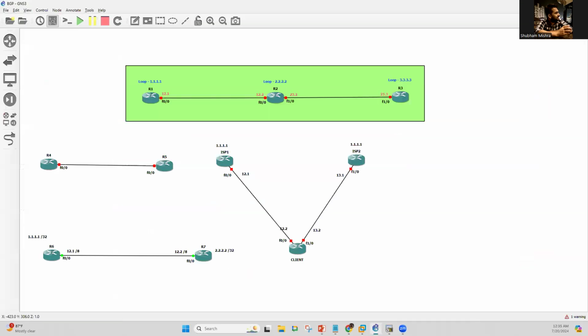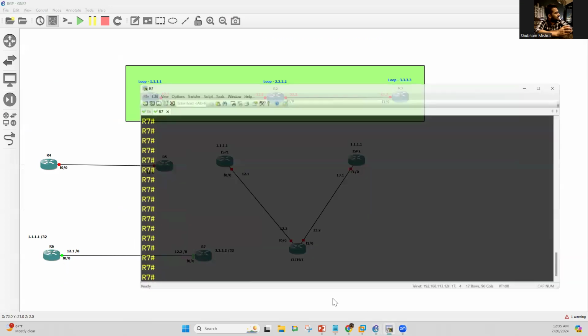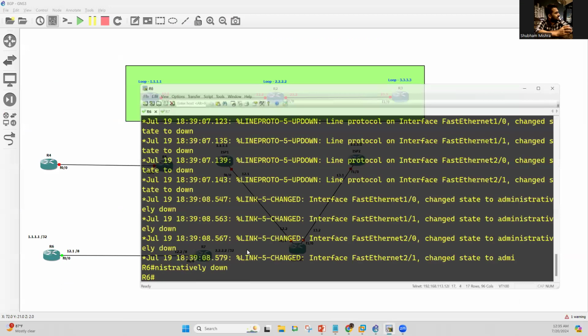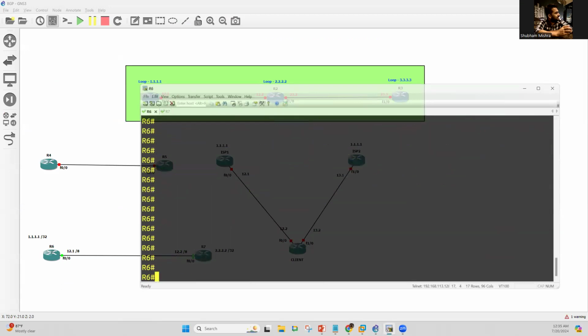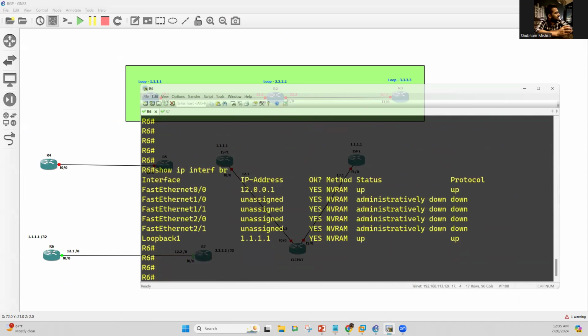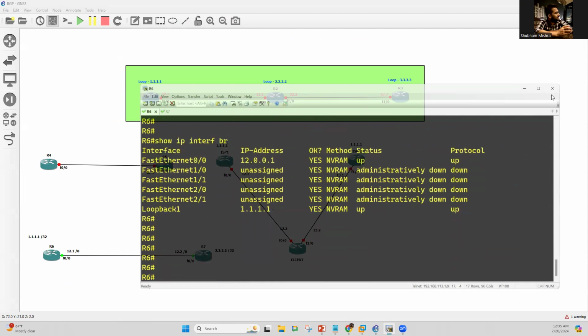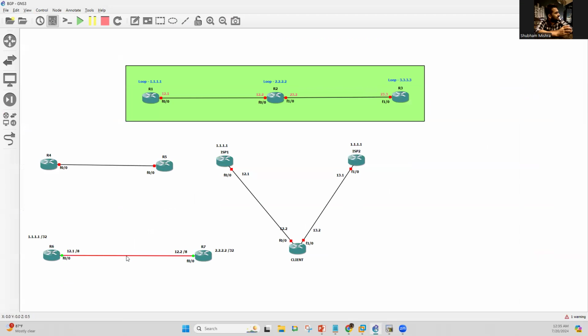Okay, see here. For example, guys, I have two routers, router number 6 and router number 7. Let me take the console. On router number 6, let me check whether the IP address is configured or not. See, 12.1 is configured and one loopback is configured. There is no problem. Okay, everyone. Let me capture this link.